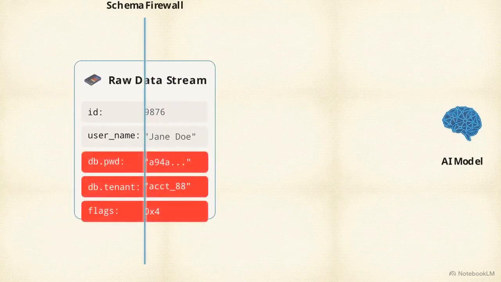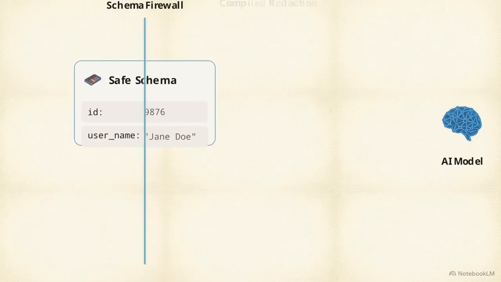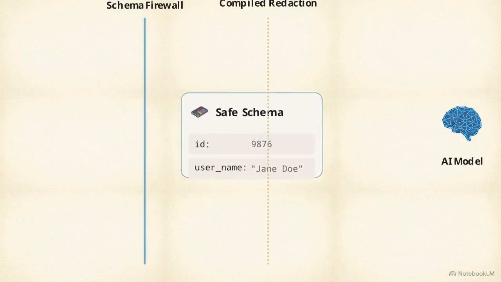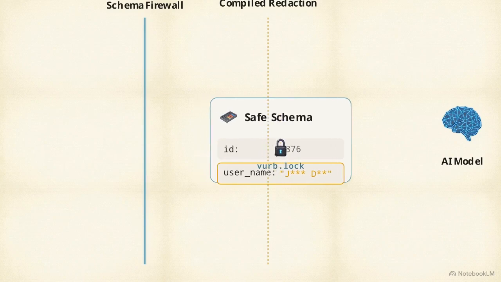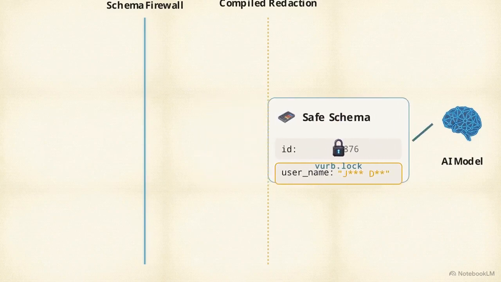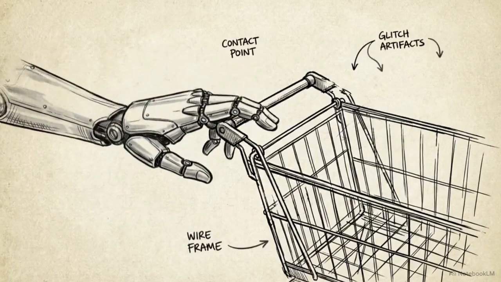Undeclared database fields are physically sheared off, ensuring internal flags are discarded before touching the LLM. For data that passes through, Vurb uses compiled PII redaction. Sensitive strings are locked into cryptographic files at config time, running with zero overhead. Data leaks are only half the threat.